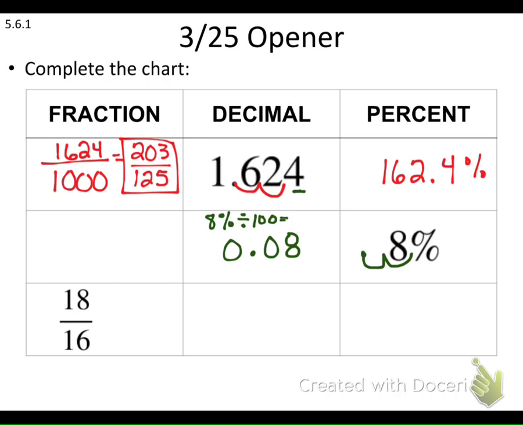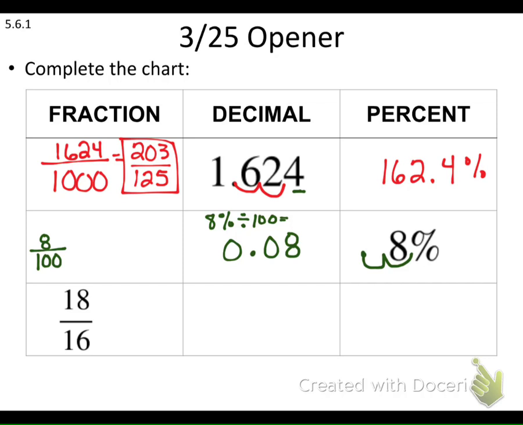Now, you guys can either choose to change the decimal to a fraction or the percent to a fraction. So what if I want to change a percent to a fraction? Anytime I want to change a percent to a fraction, what's my denominator going to be? Percent. 100. Anytime we talk about a percent, we're going to think 100. Then what's my numerator going to be? 8.